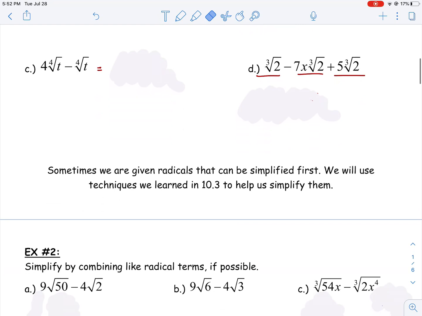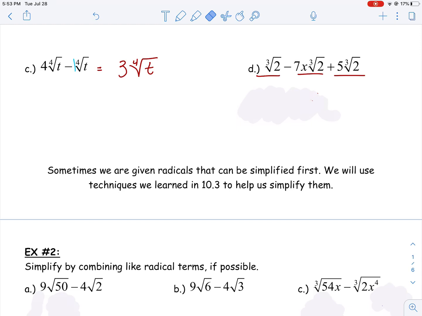All right, look at C. C says we have 4 times the 4th root of t minus, I guess you could say, minus 1 times the 4th root of t. As long as my radicals are the same exact radical, then I should be able to subtract these. So I can subtract their coefficients, 1 minus 4, and I could really say that I have 3 times the 4th root of t.